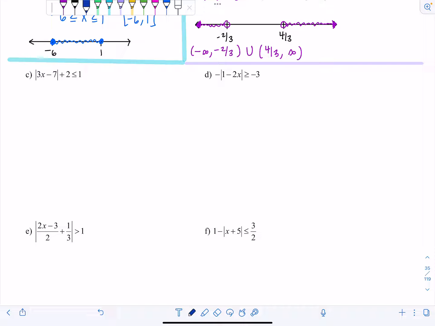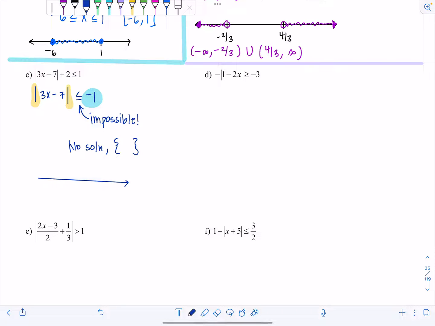Yes, let's subtract 2. So we've got absolute value of 3x minus 7 is less than or equal to negative 1. Whoa, we've got a negative number over here. Now let's stop and think. Is it possible to take the absolute value of something and it ends up being less than a negative number? No way. This is impossible. So that tells us there's no solution. We could draw out a sad little empty set. We could even draw a number line and refrain from shading or plotting a single thing. Just leave it there in its loneliness.